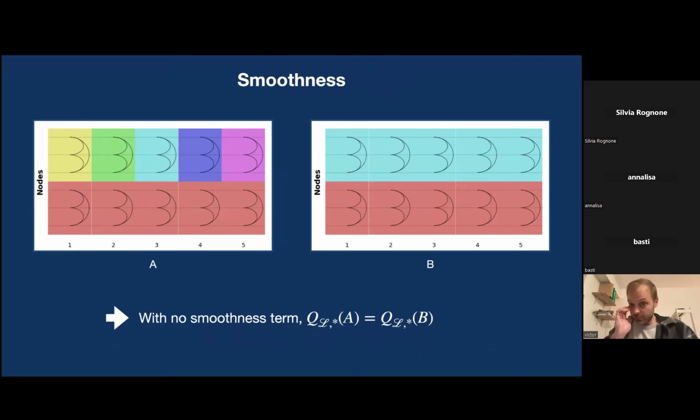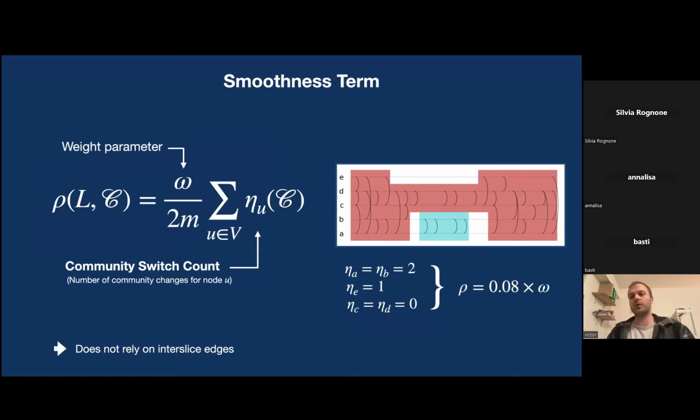Now about the smoothness, if we don't add a smoothness term, like we don't have one by now, the two community structures on the link streams will have the same score because the formula we propose, I mean, counting the number of edges inside communities and the expectation, is the same as if we count time by time. So we need to introduce a proper smoothness term. This is our smoothness term.